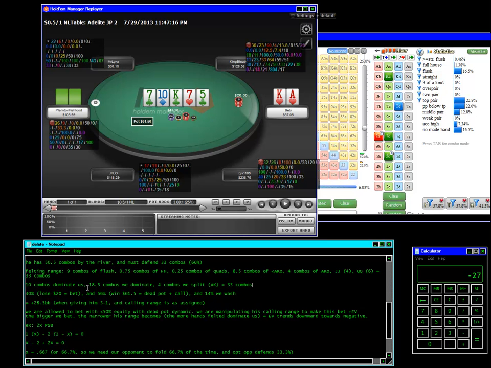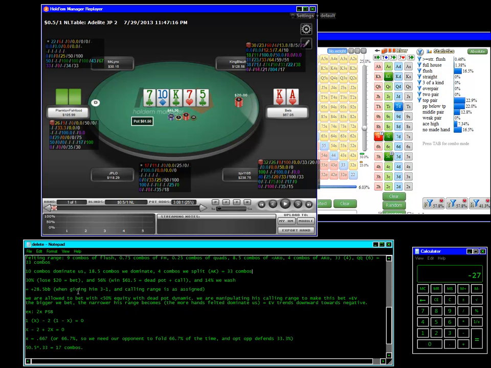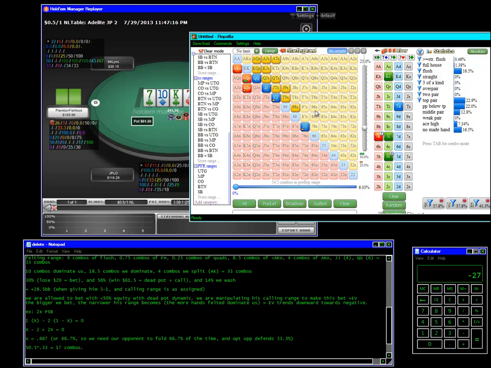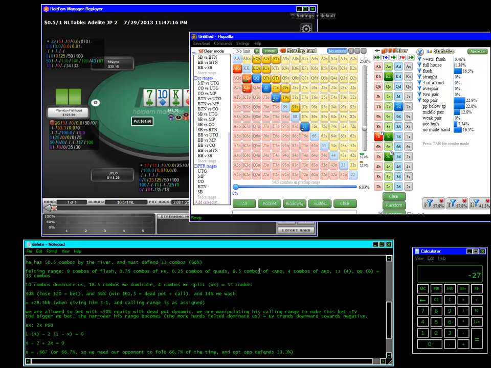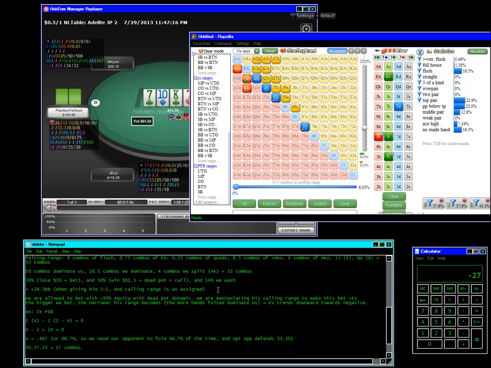So of that range, 10 combos dominate us, 18.5 combos we dominate, and 4 combos we split with, which is ace king. So 30% of the time we lose this $20 bet. 56% of the time we win the dead pot and a call, which is $61.50. 14% of the time we wash versus ace king. So you just run some quick calculations there, and we'll find that on average we're going to win 28.5 big blinds when we give him 3-1, and when his range composition looks like so, which I think is pretty accurate, close to what it will be in practice, and he's calling at the correct frequencies and assigning his own folding range as such.